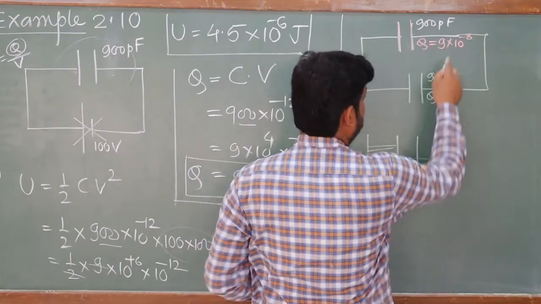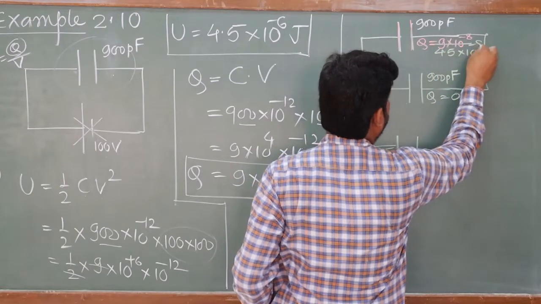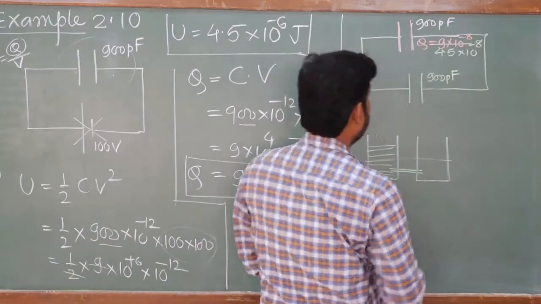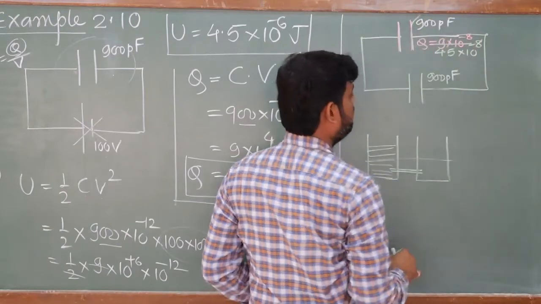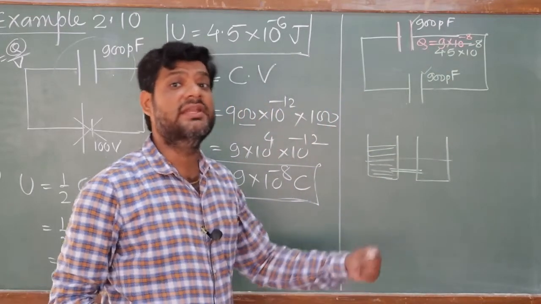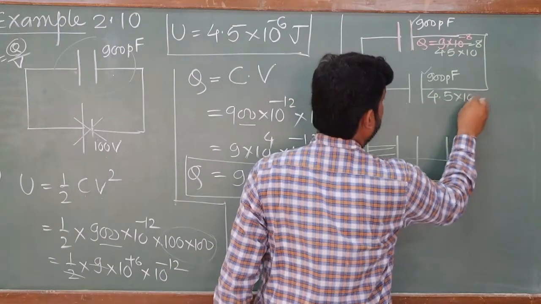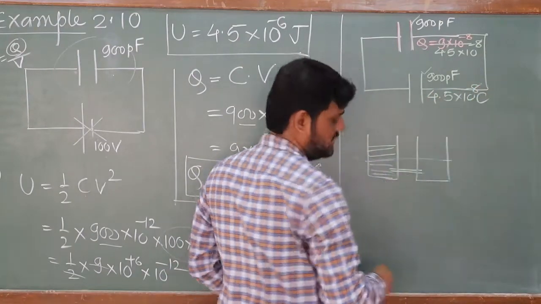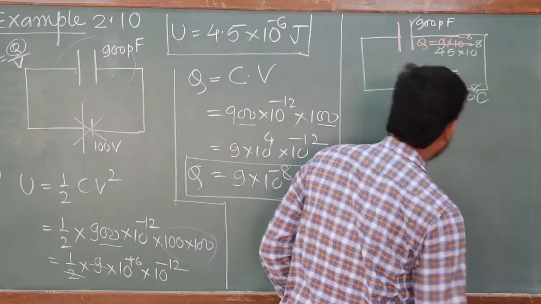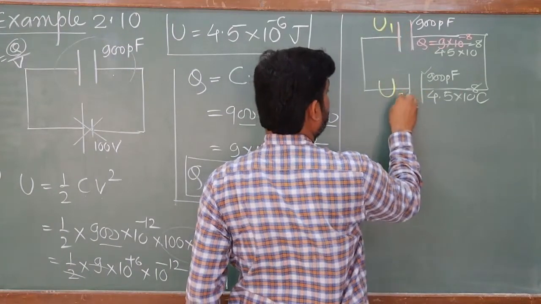So that's why the charge becomes 4.5 times 10 to the power minus 8, correct? Because the capacitances are the same. It is also 900 picofarad. That's why charge will divide equally. So this capacitor has 4.5 times 10 to the power minus 8 coulomb charge. Understand? Next, the energy of this capacitor will be, suppose, U1. The energy of the other capacitor will be, suppose, U2.